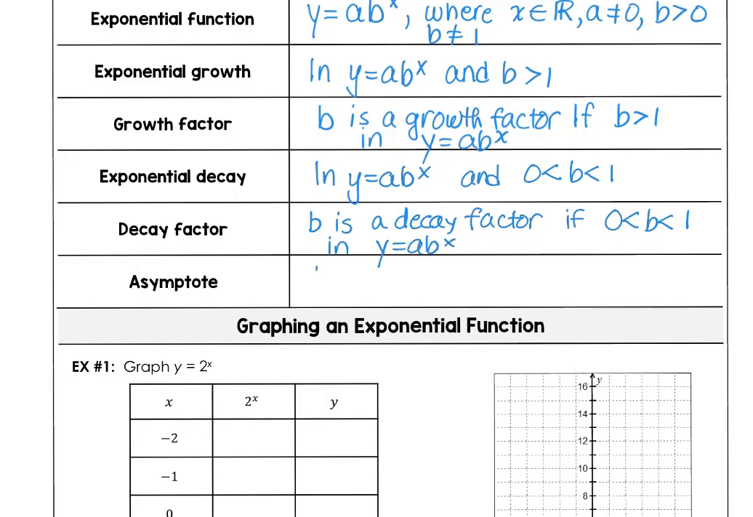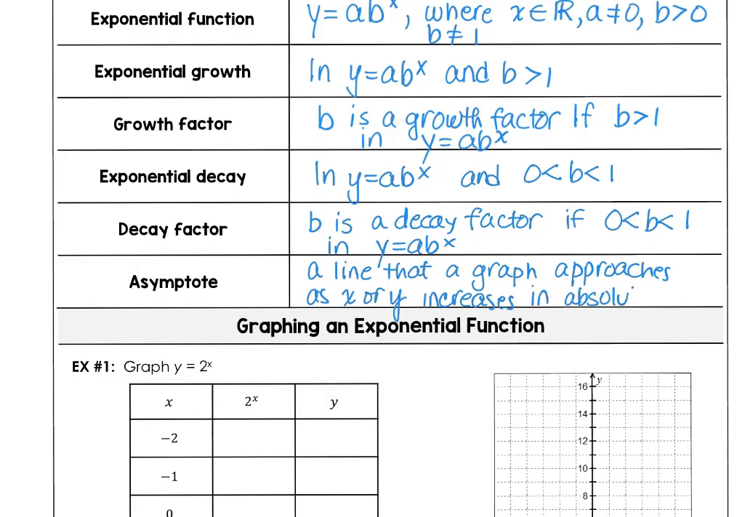And then we need to know that an asymptote is any line that a graph approaches as x or y increases in absolute value. And we'll explore that here in just a minute.